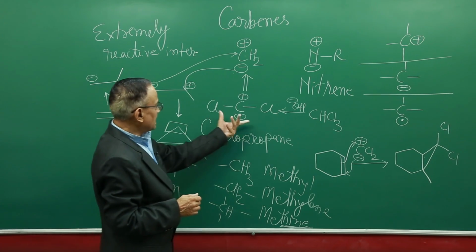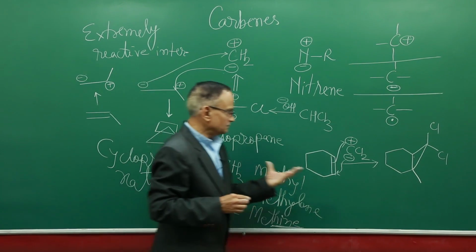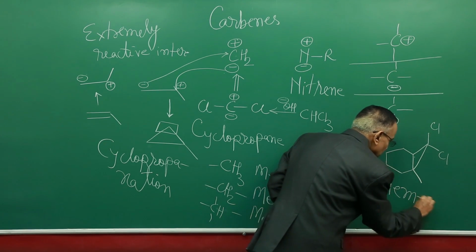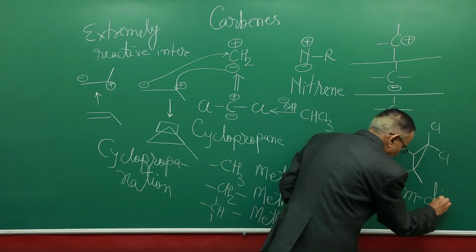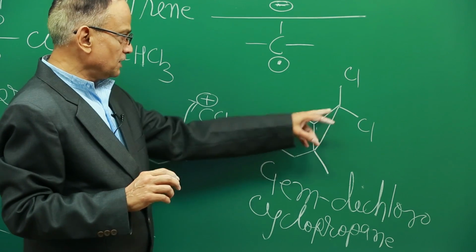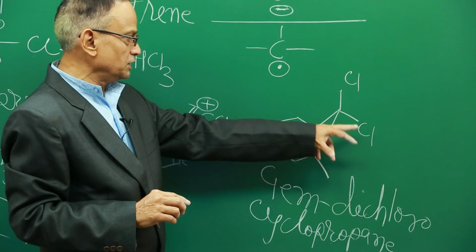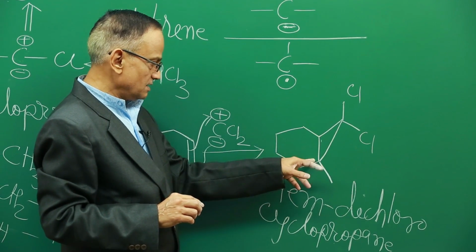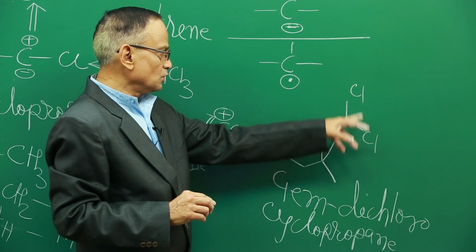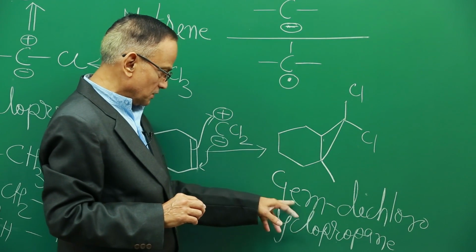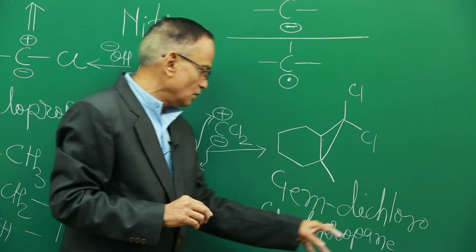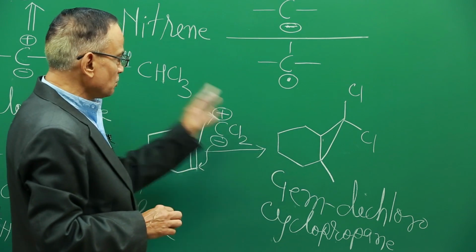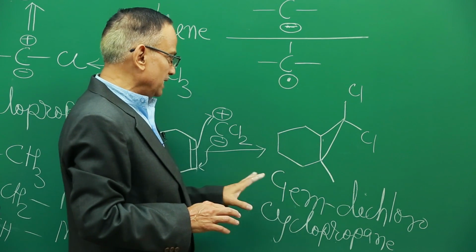Now if you react dichlorocarbene with a double bond, what you get is a geminal dichlorocyclopropane. Geminal refers to the same carbon on which both the chlorines are present. Vicinal means on the adjacent. So therefore these two chlorines are on the same carbon. So therefore this is geminal dichlorocyclopropane. So using different carbenes you can get different cyclopropanes.